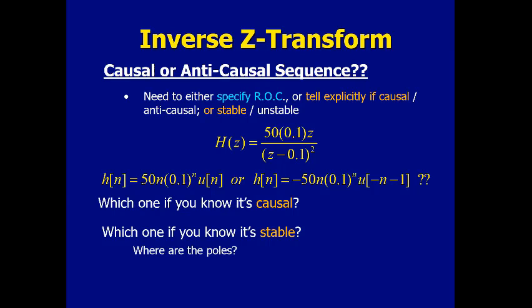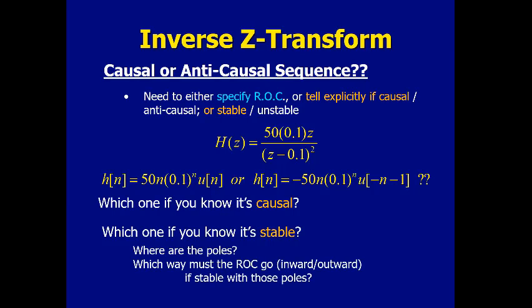So with stability, we need to evaluate where the poles are in relationship to the unit circle to tell whether it's anti-causal or causal. So for us, tell me it's causal, tell me it's stable, or tell me what its region of convergence is. That helps me to determine that, yes, in fact, this is the causal case.